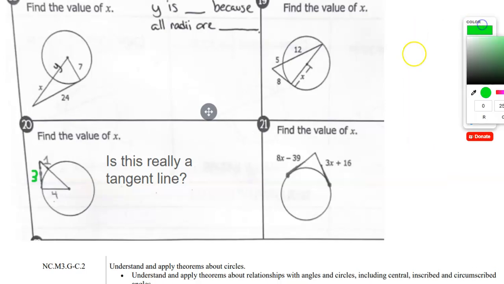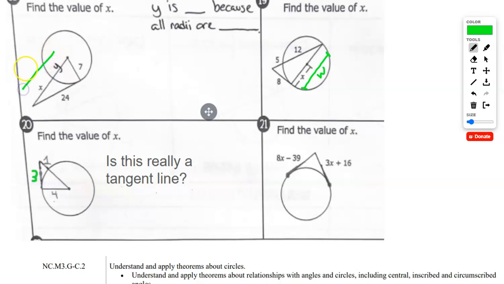Next up, find the value of x here. X is just this part. You can call the whole side W if you want to. And remember, we just found this whole side to be 25 and this was 7. So x had to be 18. 18 and 7 is 25.